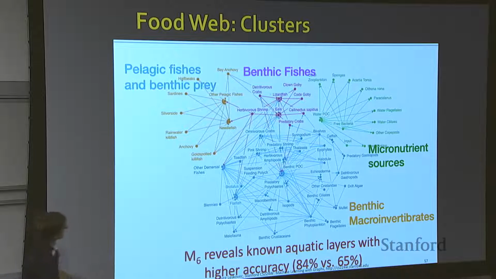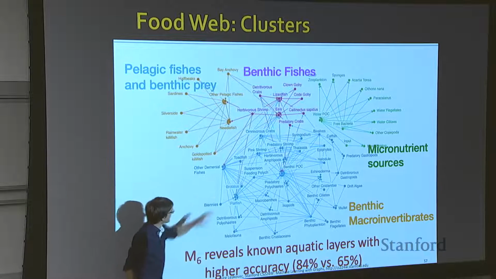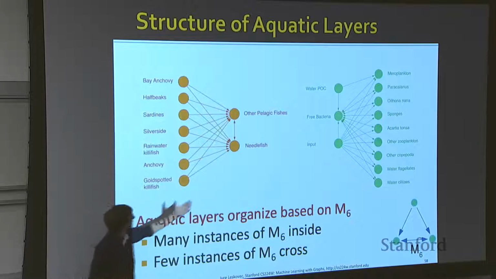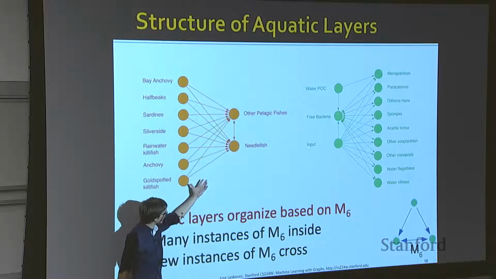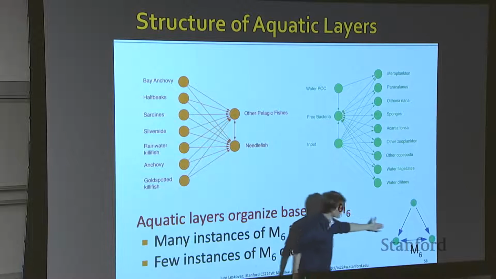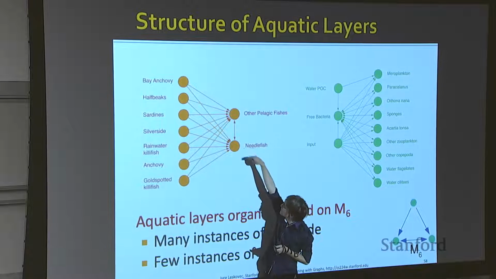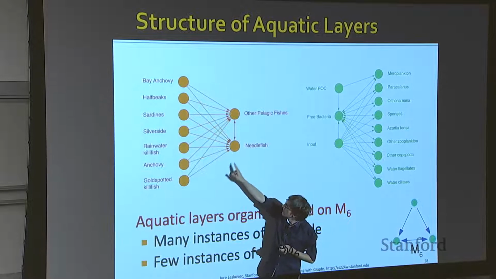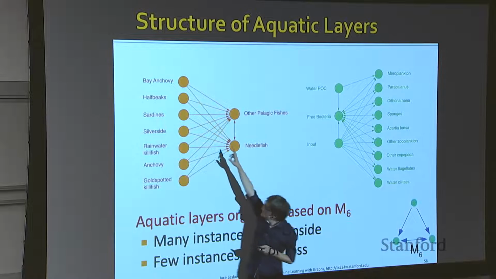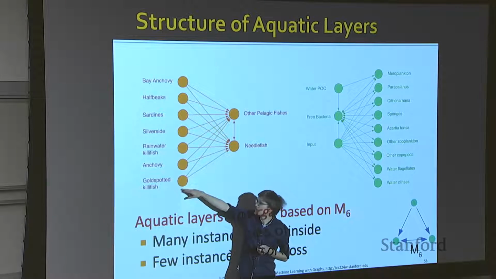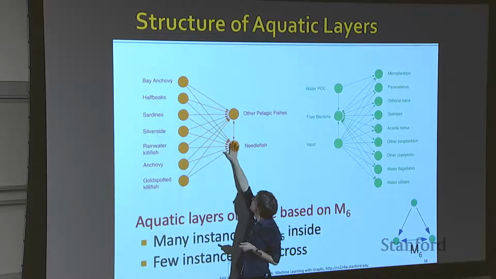And if you look at these clusters, here they are not so clear, but if I look at them individually, here is how they look. And notice how these are just instances of this motif, right? So for example, needlefish and some other fishes are preying on each other, and they have all these other common food sources. Here they are, right? Both of them prey on them.